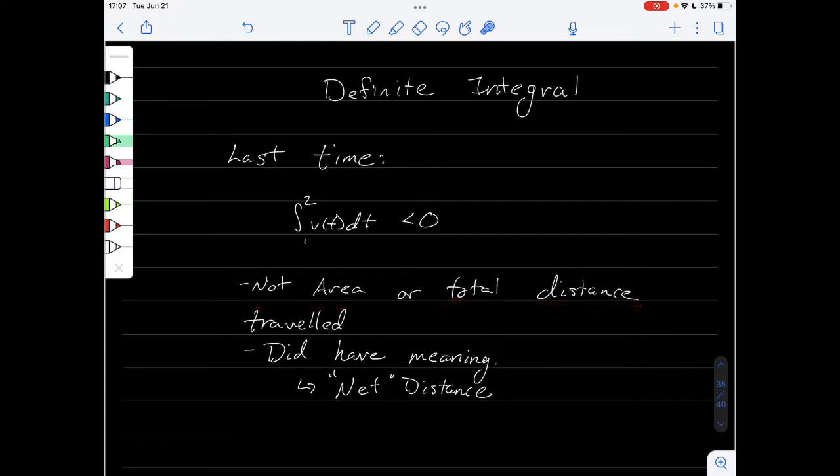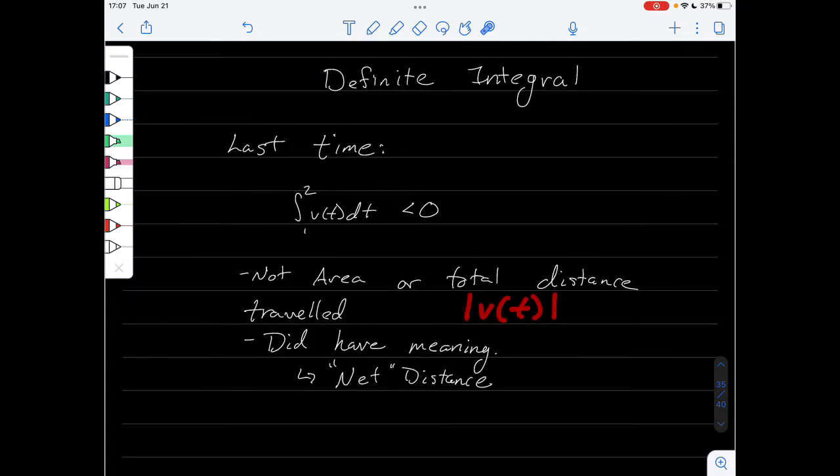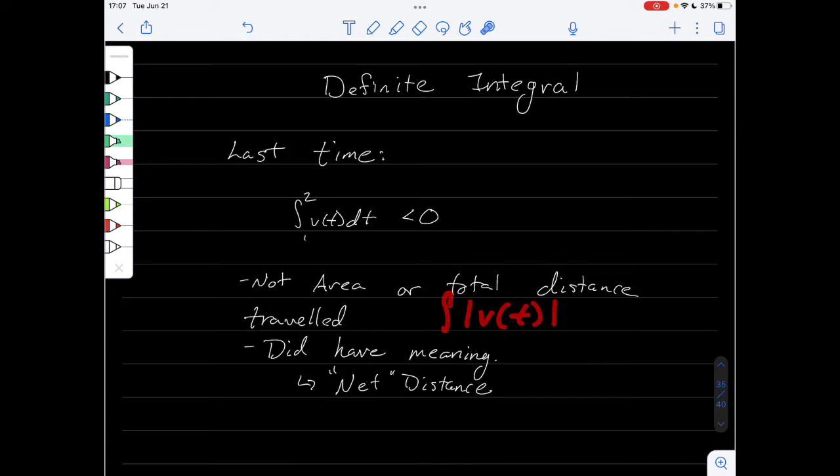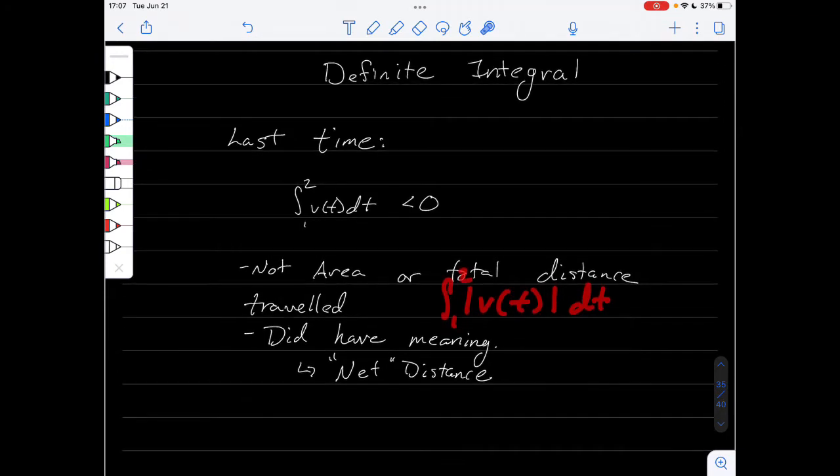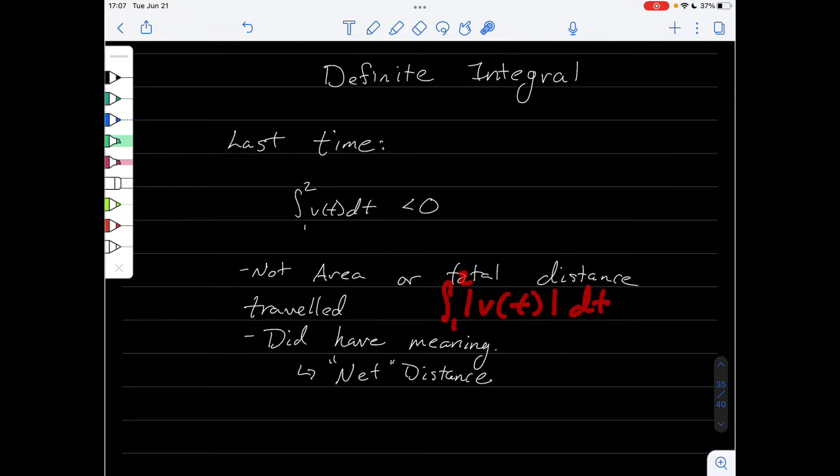Remember, if we wanted to find the total distance, we'd actually need to take the speed function and find that. So we'd have to integrate this from 1 to 2 dt, and that would give us the total distance traveled. But it did have a meaning. It was kind of the net distance it traveled.